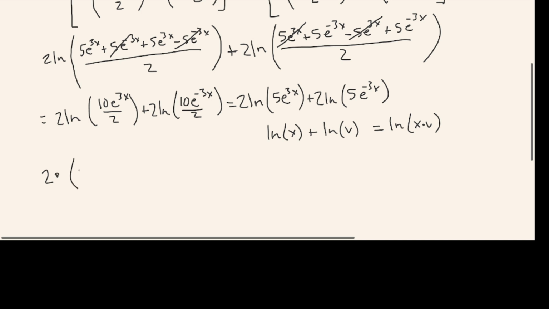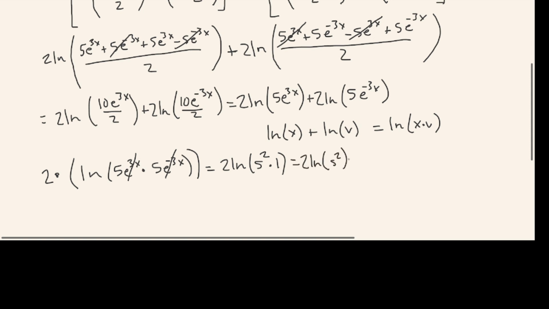And so doing that, let me factor out the 2. It'll be 2 times the natural log of 5 times e to the 3x times 5 times e to the negative 3x. And this will equal 2 times the natural log of 5 squared, and these will cancel, because remember, if we're multiplying two products with exponents, the exponents add, and 3x plus negative 3x is 0. Anything to the power of 0 is 1, except for 0. So really what we're getting is 5 squared times 1, which is equal to 2 times the natural log of 5 squared.